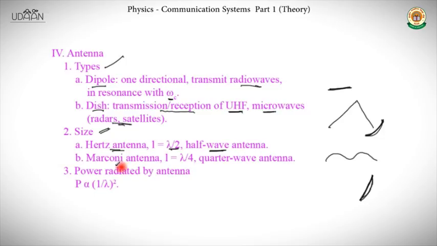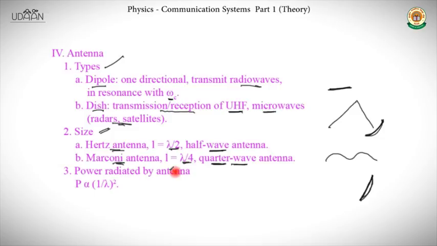And next we have the Marconi antenna, known as quarter wave antenna. And if you remember, Marconi is the person who invented the radio. And it is L equals lambda by 4. Lambda is the wavelength, divided by 4, hence the name quarter wave. So these are two types of antenna. We can have different sizes as well. So for that we always need to remember it is of the order of the wavelength.